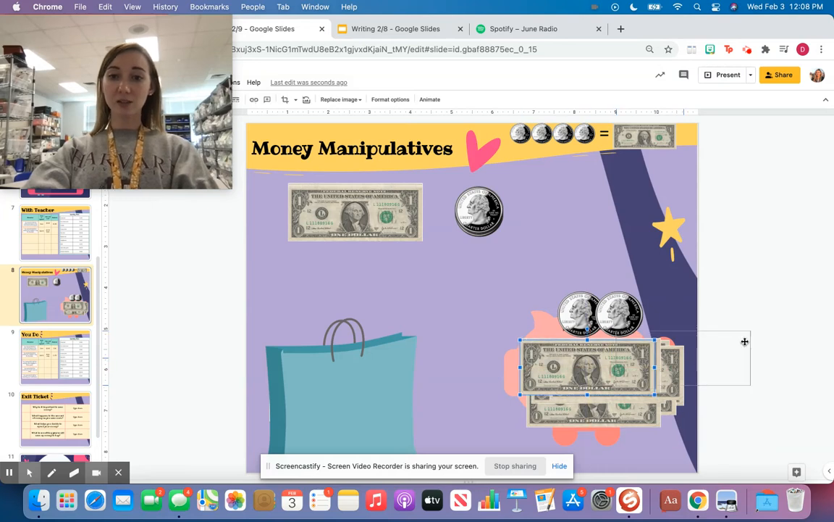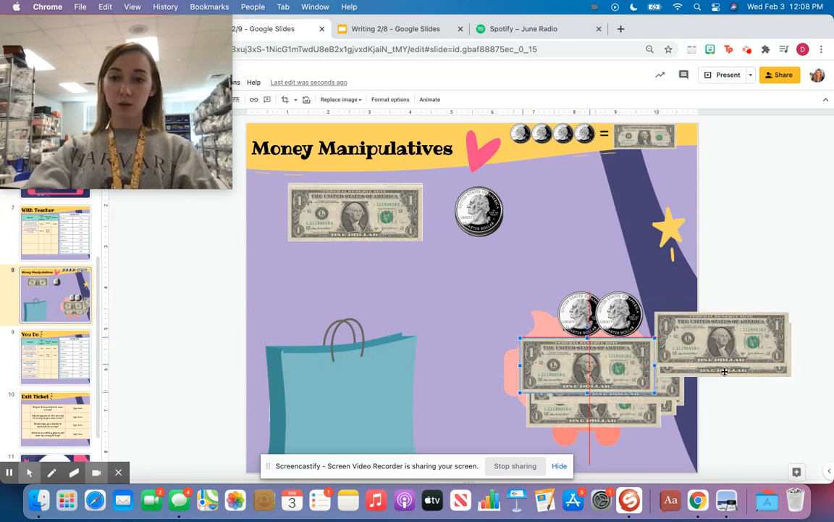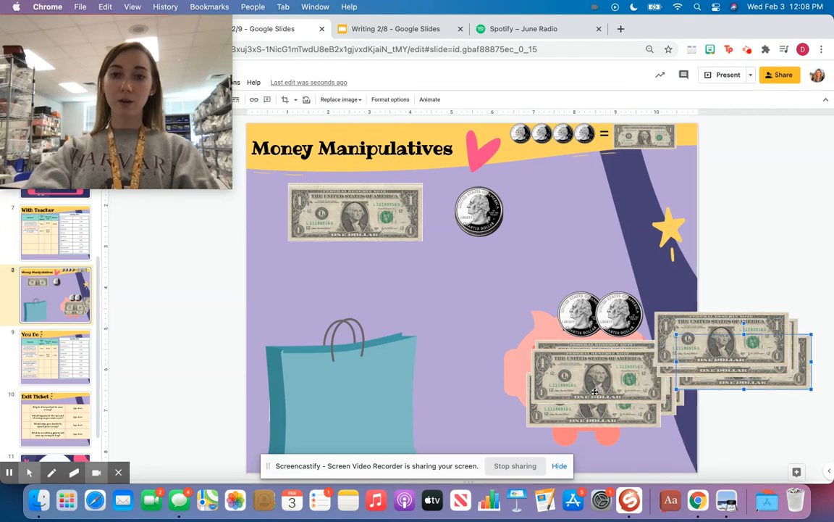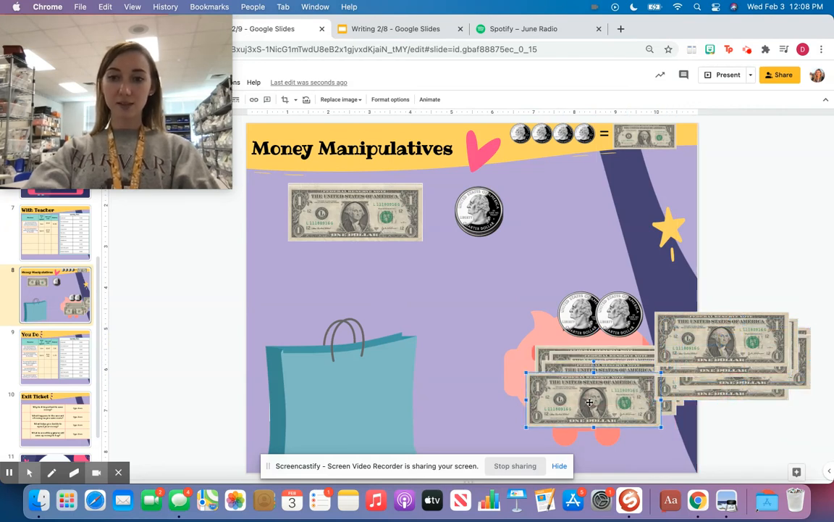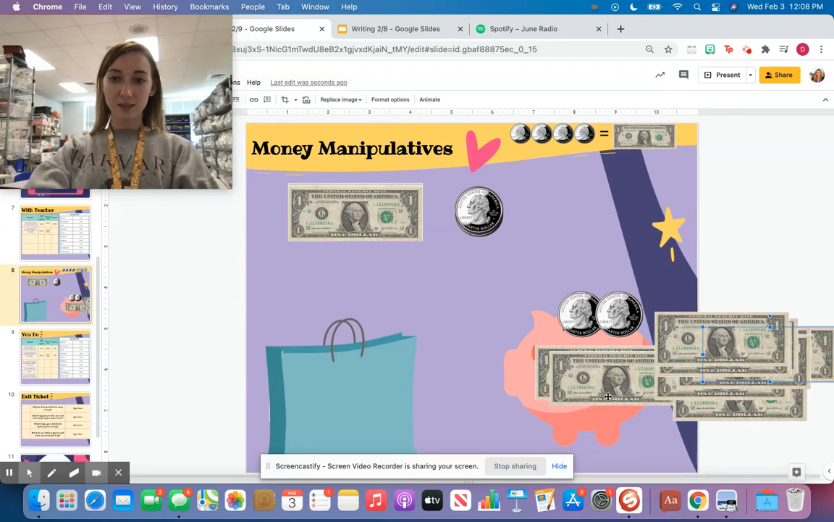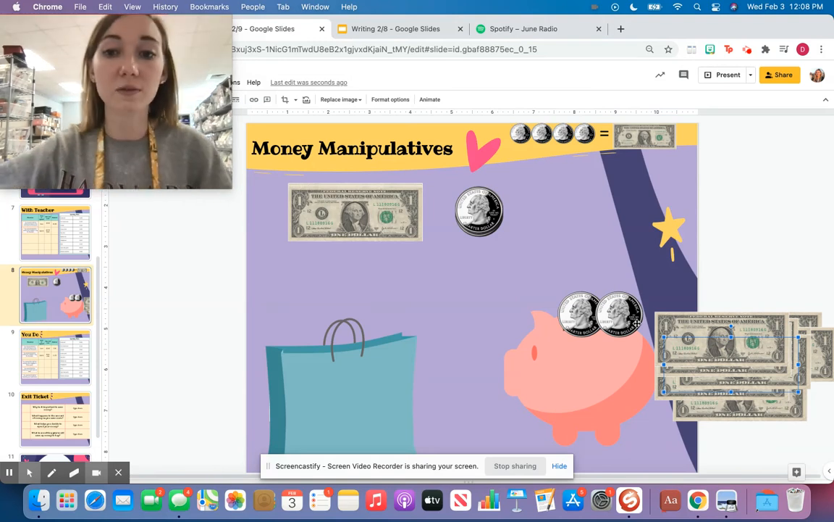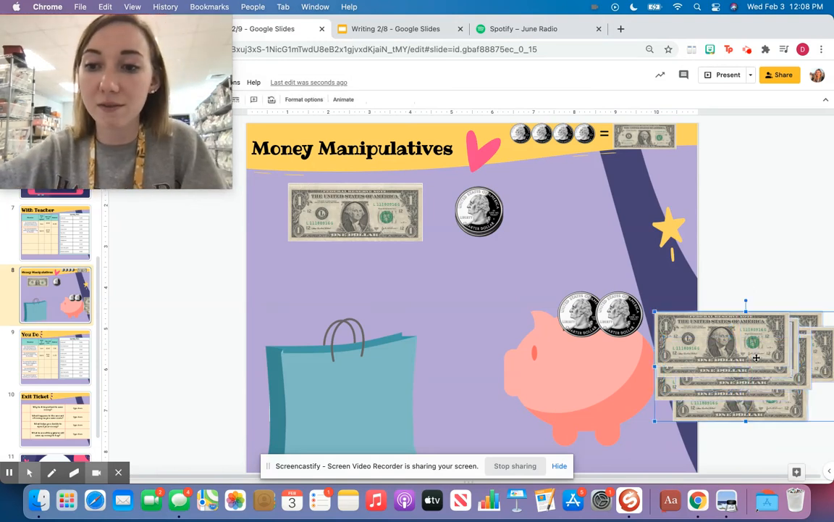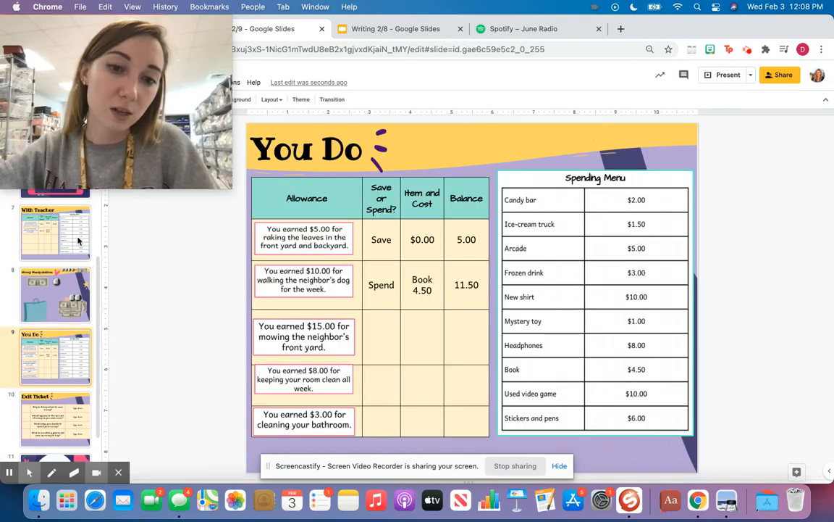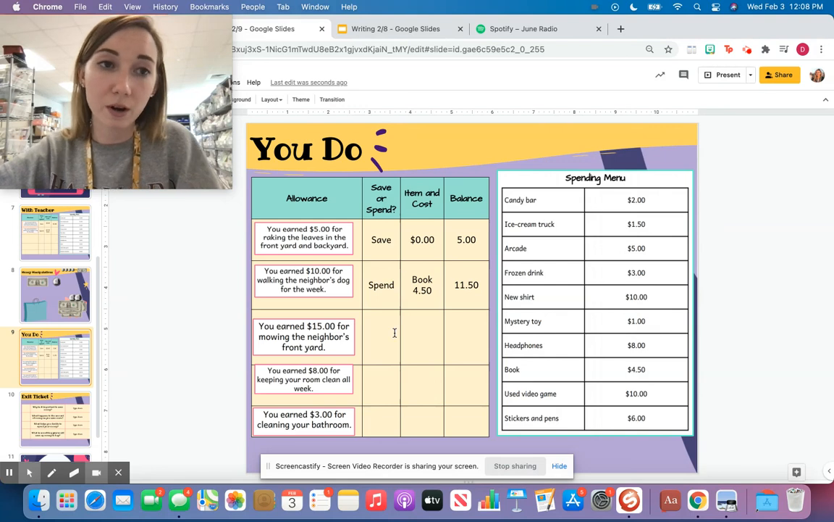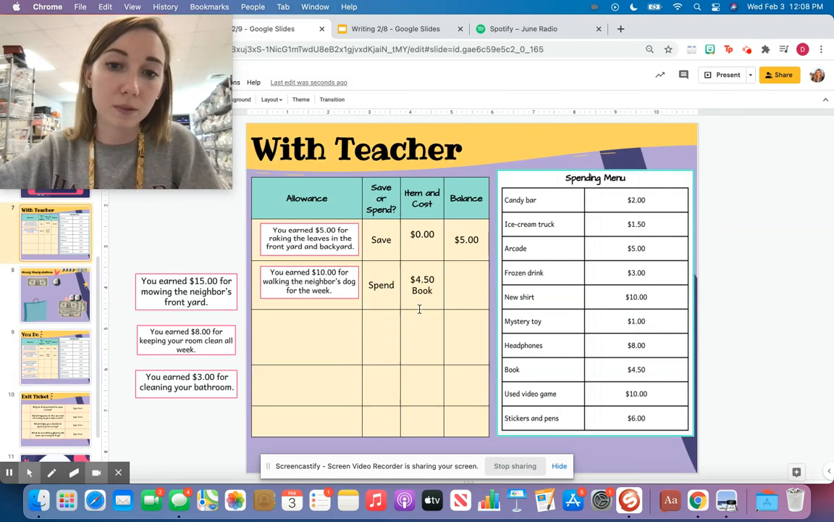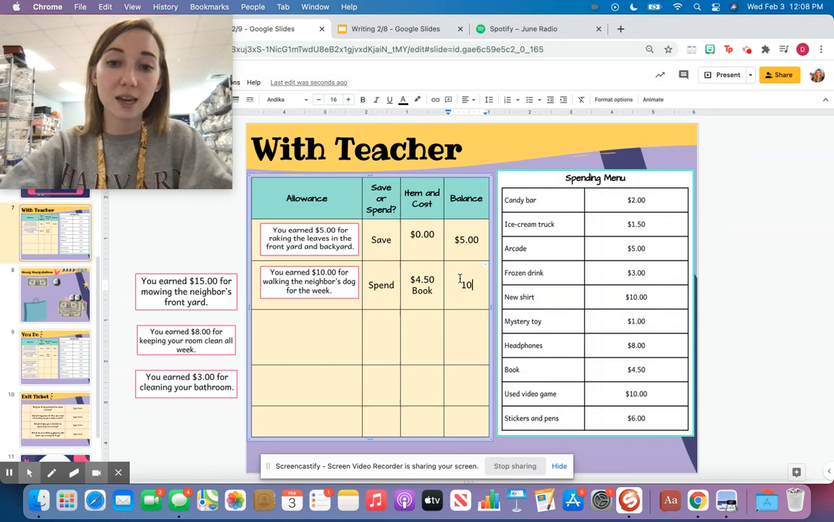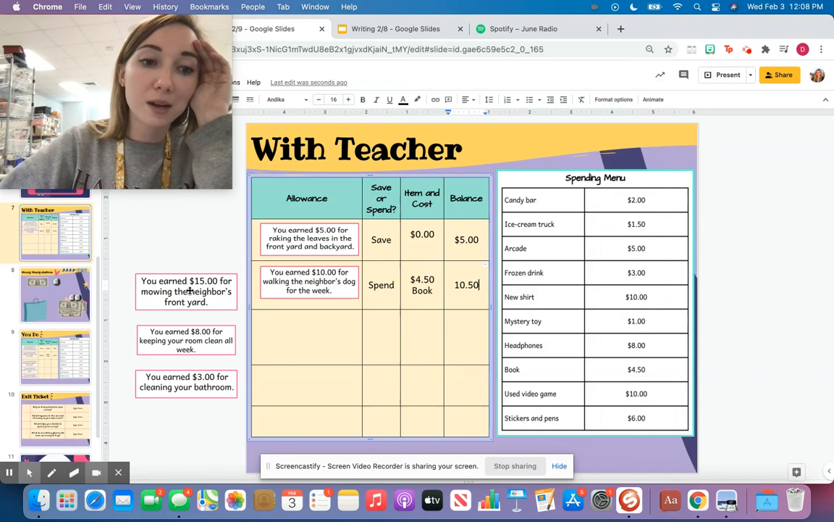I could count it, right? So I go 1, 2, 3, 4, 5, 6, 7, 8, 9, 10. And 50 cents. So I have $10.50 in my bank account, in my piggy bank now. So you guys can use those manipulatives to help you, or you can just draw them out on paper if that helps you more. So now I have $10.50.